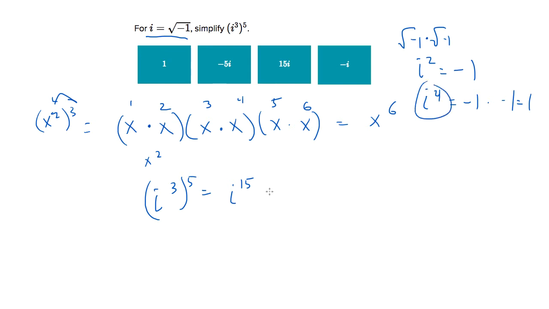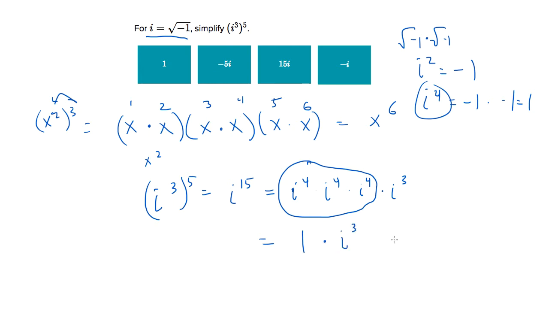So if I have i to the 15th, well, that is i to the fourth times i to the fourth times i to the fourth. Now we're up to 12. Times i to the third, okay? 4, 8, 12, 15. So all of this is just 1 times 1 times 1, so that equals 1 times i to the third.